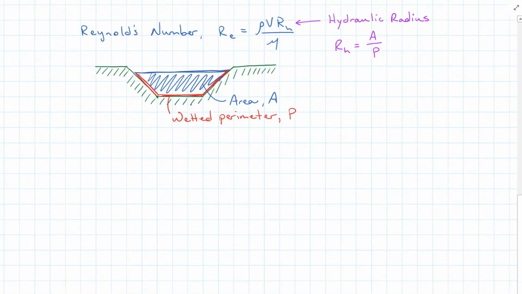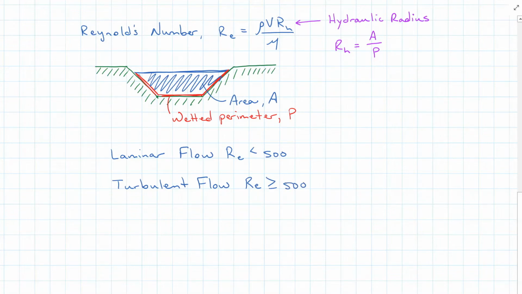For open channel flow, laminar flow is usually less than 500 for the Reynolds number. For turbulent flow, the Reynolds number is going to be greater than or equal to 500. I put 500. It's really around 750, but pretty much anything over 500 we assume is turbulent. And for open channel flow, most of the time it's going to be turbulent flow.